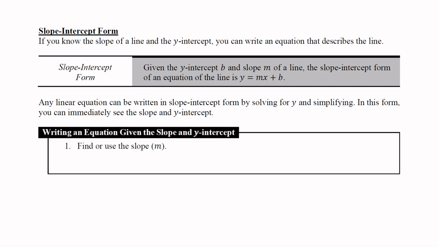So to write an equation given the slope and the y-intercept, first you find or use the slope, find or use the y-intercept, and then substitute the slope and the y-intercept into y equals mx plus b.